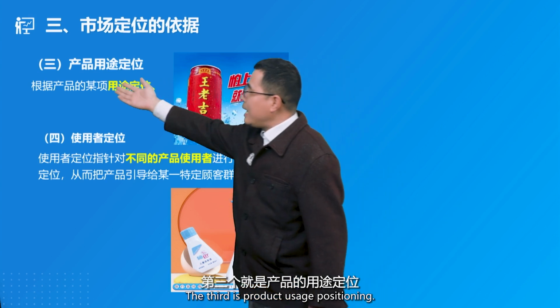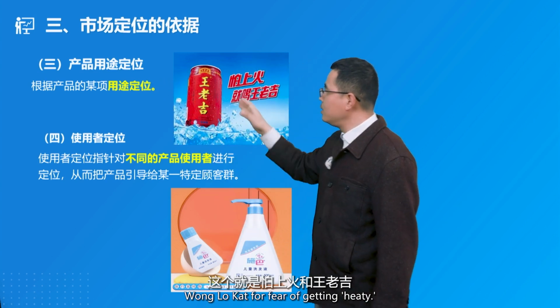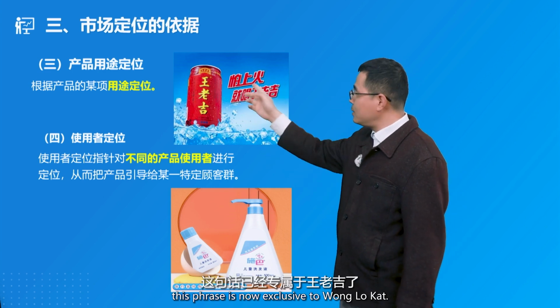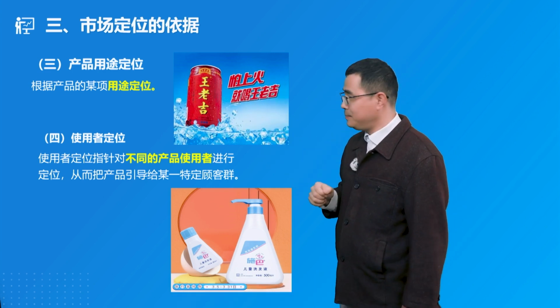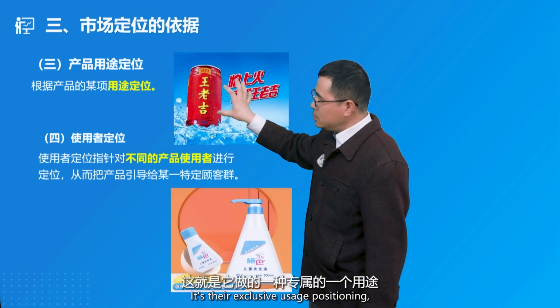The third is product usage positioning. Here we see one: "Wang Lo Cat for fear of getting heaty." This has become deeply rooted. This phrase is now exclusive to Wang Lo Cat. It's their exclusive usage positioning.